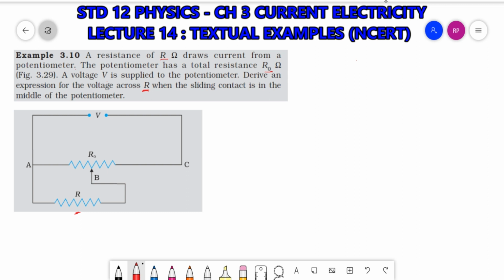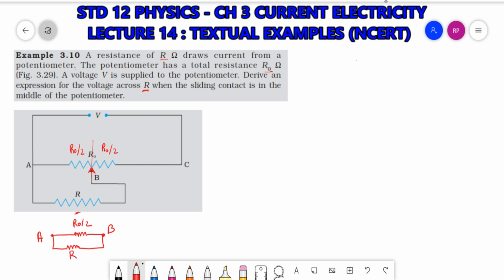While the sliding contact is in the middle of the potentiometer. So see this point, sliding contact is in the middle of the potentiometer. So if I take it this way, the resistance here will be R0 by 2 and here will be R0 by 2. Clear? So now if I simplify it, point A, point B, it's in this way, right? Above it's R0 by 2 and below it's R.